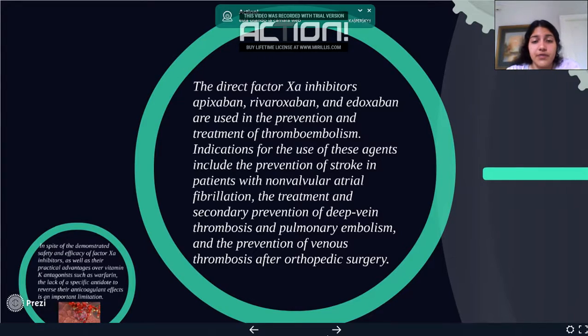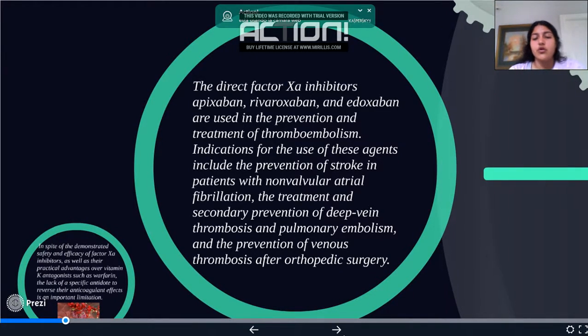First, the direct factor Xa inhibitors, apixaban, rivaroxaban, and edoxaban, are used in the prevention and treatment of thromboembolism. Indications for the use of these agents include the prevention of stroke in patients with non-valvular atrial fibrillation, the treatment and secondary prevention of deep vein thrombosis and pulmonary embolism, and the prevention of venous thrombosis after orthopedic surgery.